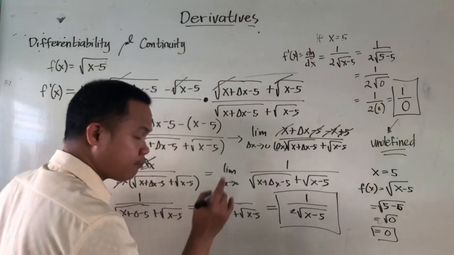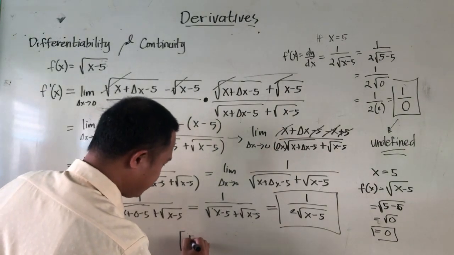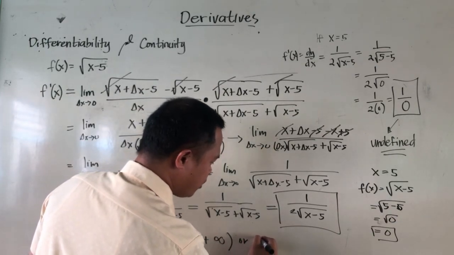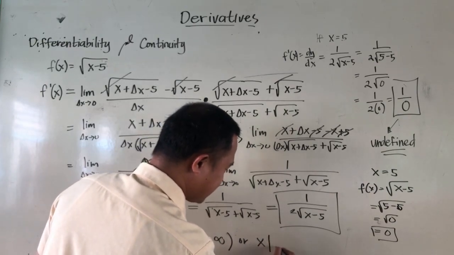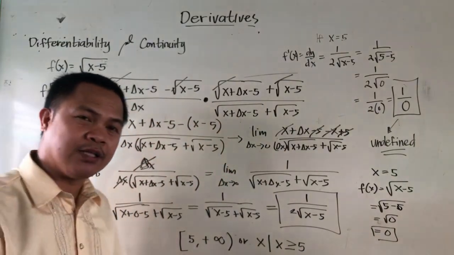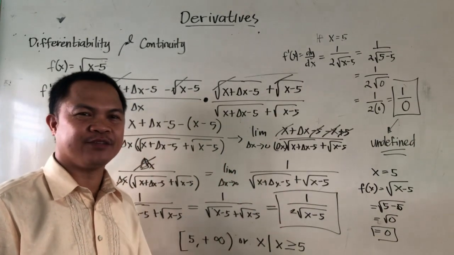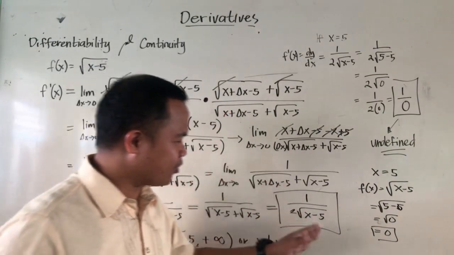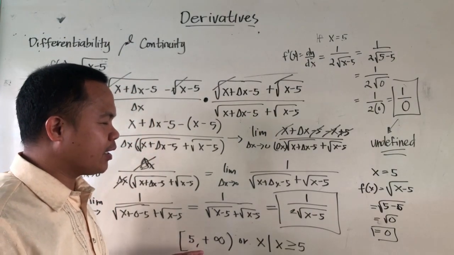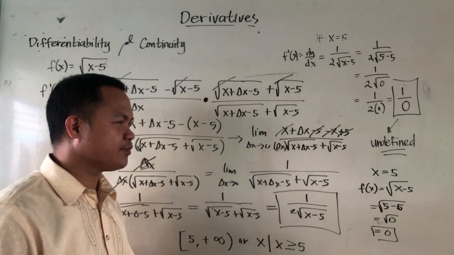Meaning the interval will be 5 to positive infinity, or all values of x such that x must be greater than or equal to 5. Ibig sabihin, dapat po ang value ng x niya is equal to 5 or greater than 5. Meaning, this is continuous. Okay po. Hindi lang siya magiging continuous kapag lower than 5. Okay? That's it.